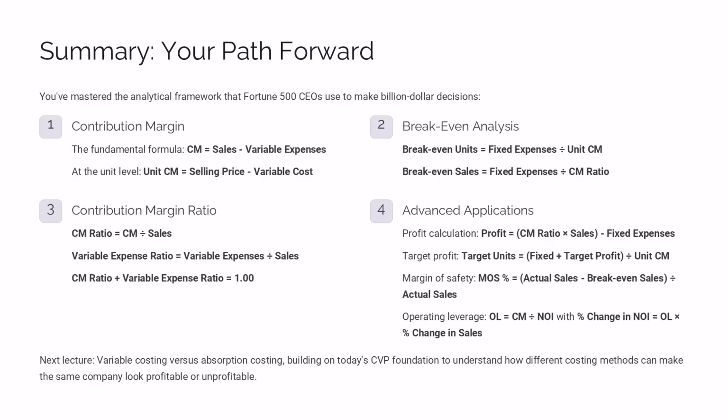You understand break-even analysis with its two critical formulas. Break-even units equals fixed expenses divided by unit CM, and break-even sales equals fixed expenses divided by CM ratio, giving you the power to assess viability before risking time or money, whether that's 400 bikes for RBC, 50 million subscribers for Netflix, or 1,150 cups of coffee for your local cafe.